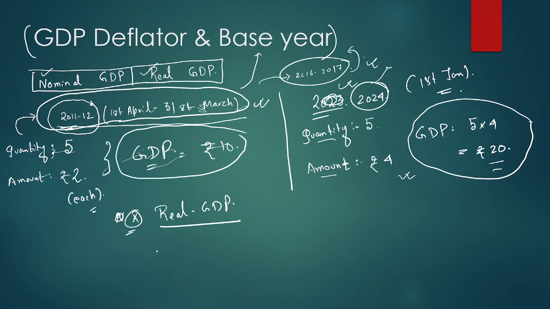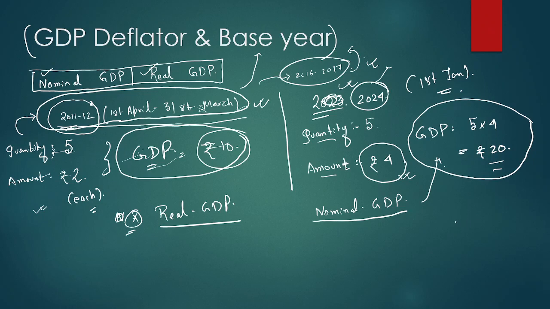So what is real GDP? The GDP which is calculated with respect to the base year is the real GDP. So what is the real GDP? This rupees 10 is the real GDP that has been calculated with respect to 2011-12, the base year. What is nominal GDP? If the GDP has been calculated on the present price. What is the present price of each biscuit? It is rupees 4. So this GDP is nominal GDP.